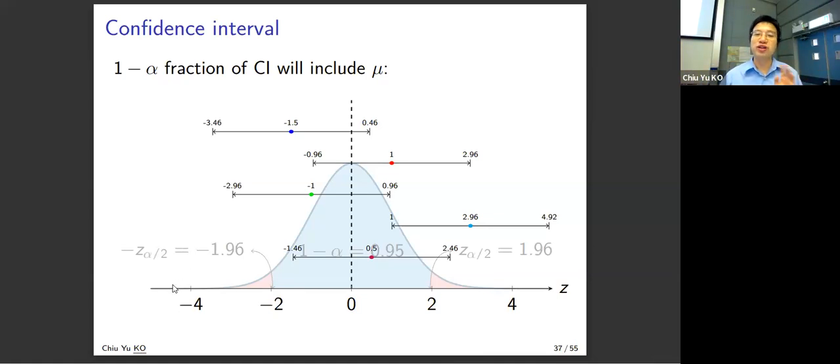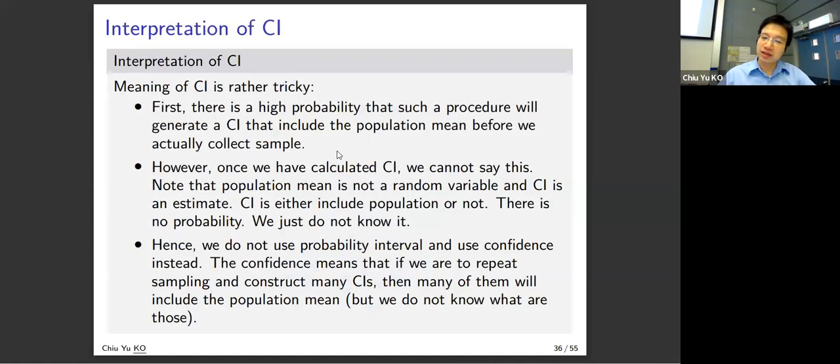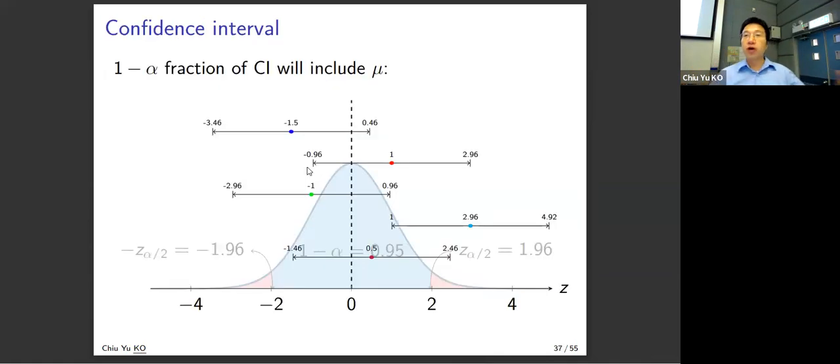Usually, if you took that class, they would make this a big question, but I'm generous, I'm not asking that. I'm tricky, so that's why I elaborate on what I said here. Before you do the sampling, this is a random variable, and then you can say the probability it includes the mu. But once you do it, you can't. So we can only say confidence. That is the tricky part here.